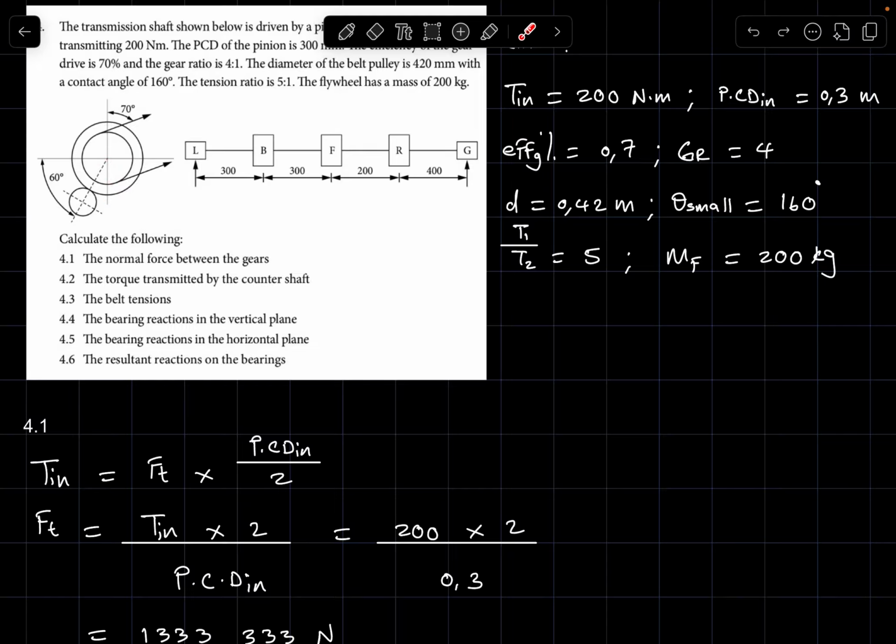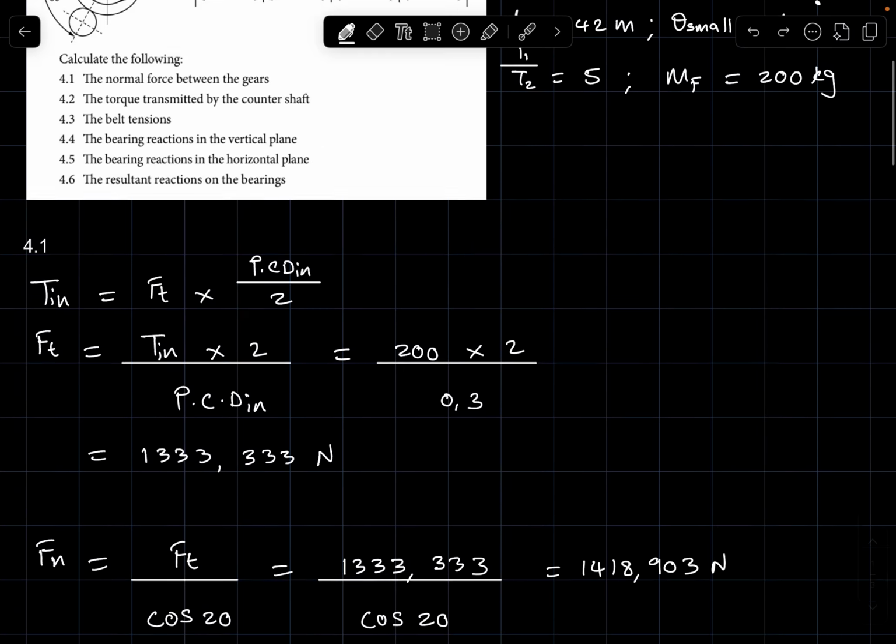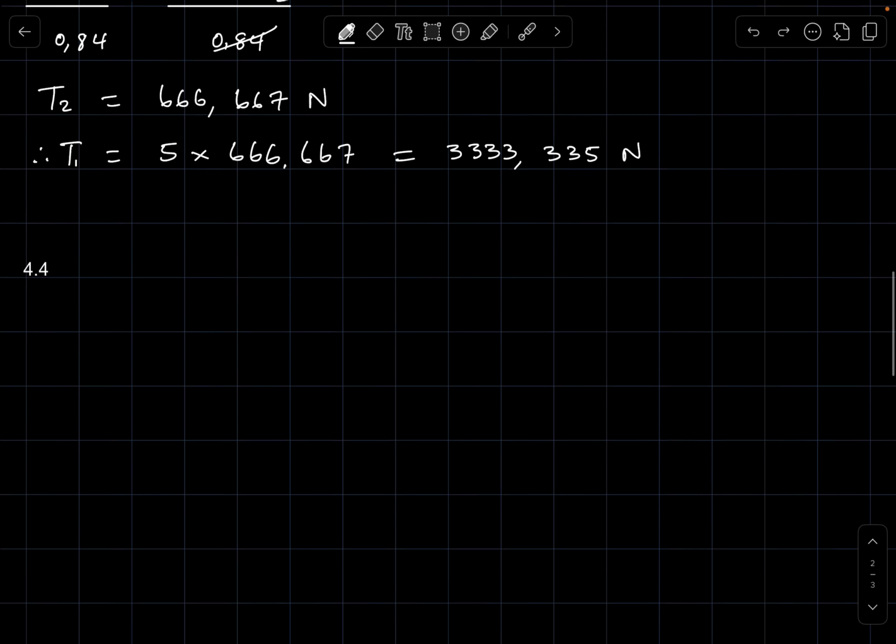The first thing you do is look at the configuration of your gears. So looking at your pinion, is the pinion at the bottom? Is it at the top? Is it more on the left or more on the right? In this case, the pinion here is at the bottom.